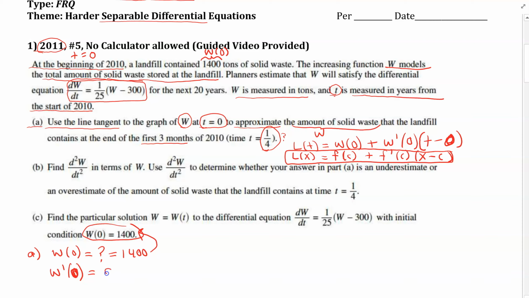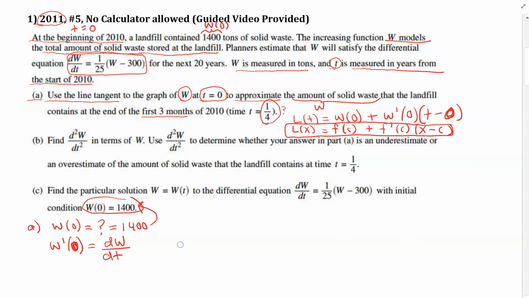Well, I am given one way of interpreting the derivative of W, and that is dW dt. So that means the same thing as W prime of t. Maybe I'll write that here. W prime of t is equal to dW dt. So W prime of 0 would equal dW dt evaluated at t equals 0. The slight complication with that is that there is no t in the formula for dW dt. There's only a W.